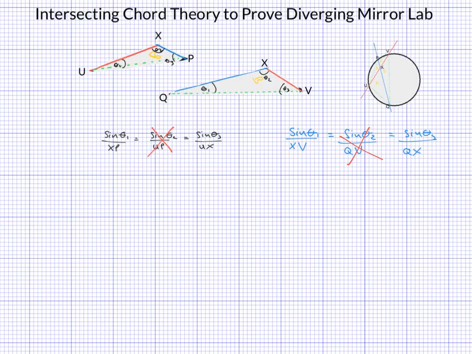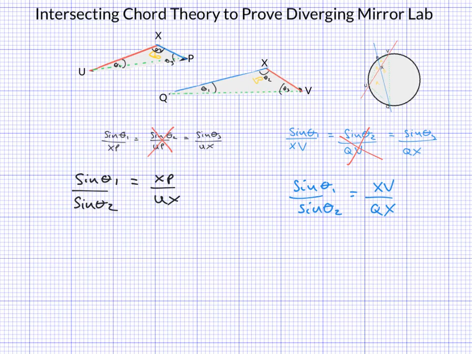So now I'm going to solve for sine theta 1 with my first one. So sine theta 1 is equal to sine theta 2 over UX times XP, and then I can go ahead and put sine theta 2 under here. So essentially, I have sine theta 1 over sine theta 2 is equal to XP over UX for my first triangle. Let's go ahead and do the same thing over here. So sine theta 1 over sine theta 2 is going to be equal to XV over QX.